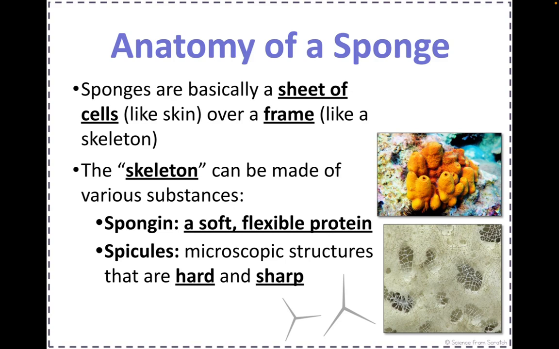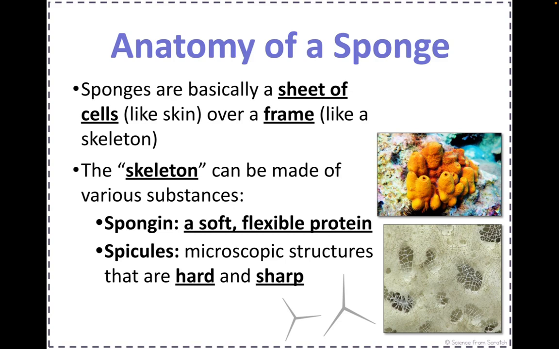Next thing we're going to talk about is what sponges are made of. Basically, they are a sheet of cells similar to our skin over a frame that is like our skeleton. This structure piece can be made of various substances. You looked at both of these in your activity: spongin and spicules. Spongin is a soft, flexible protein. It's a network of collagen fibers that make sponges spongy. So when you think of a natural sponge, this is what you're thinking of.